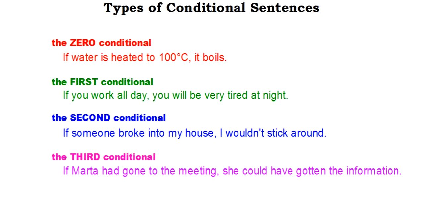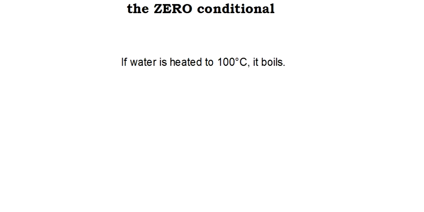Let's start with the zero conditional. Here's the example from the previous page. We use the zero conditional for facts, truths, things that are 100% true. There's no room for possibility. And that's why it's called the zero conditional, because it's not really a conditional. There's no possible result. It's definitely going to happen. Often we use these for scientific facts, like the example here.